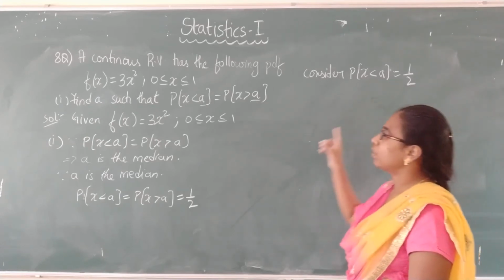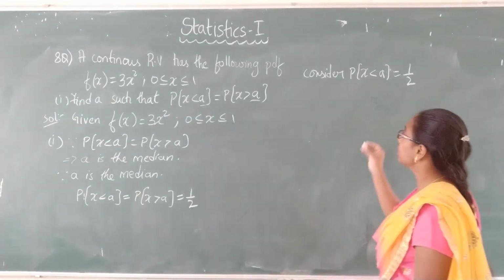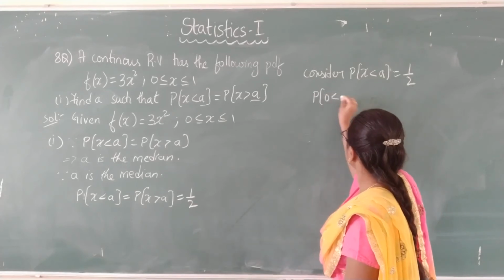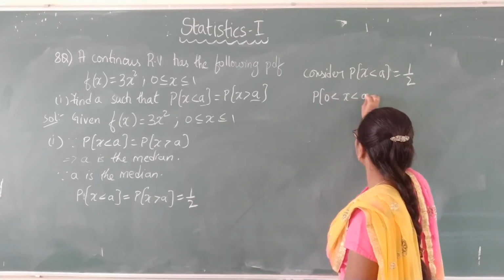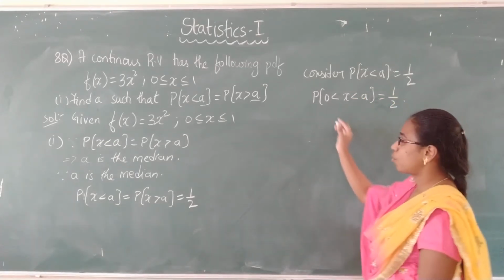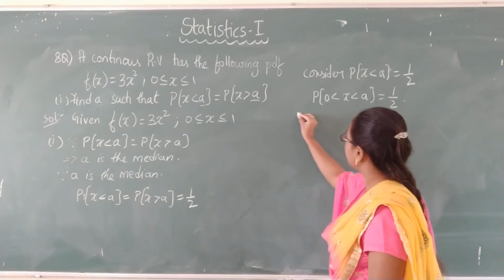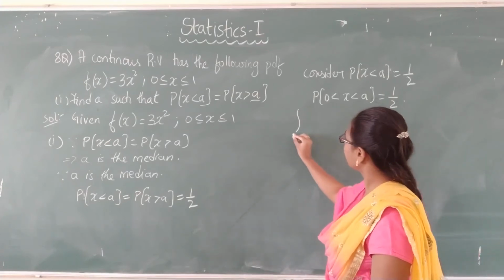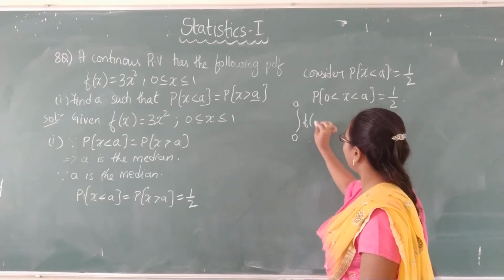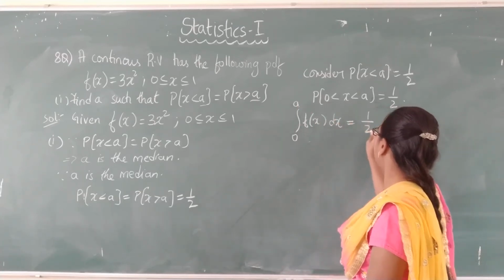So what about the lower limit? In the question, the lower limit is given as 0. So this is nothing but probability of 0 less than x less than a equals 1 by 2. So probability between any two limits is given as integral over, what are the limits here? 0 to a f of x dx equals 1 by 2.